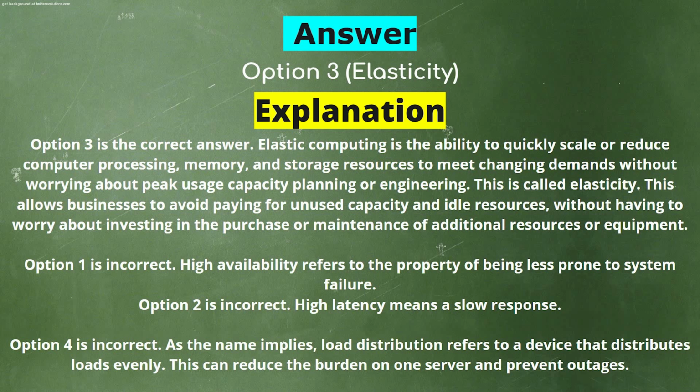Option 1 is incorrect. High availability refers to the property of being less prone to system failure. Option 2 is incorrect. High latency means a slow response. Option 4 is incorrect. As the name implies, load distribution refers to a device that distributes load evenly. This can reduce the burden on one server and prevent outages.